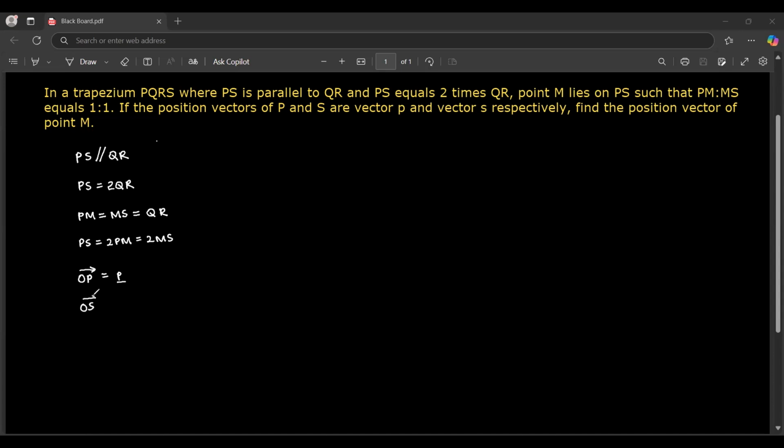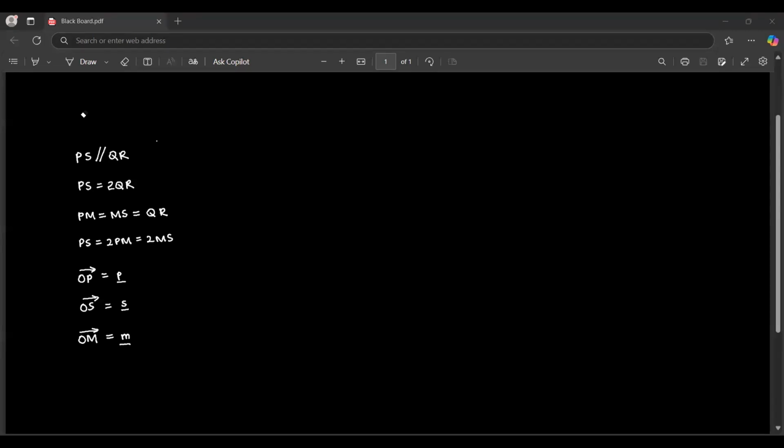OS equals S. And they are asking us to find OM, the position vector of M. So we have to find OM. Let's say OM equals M. Now, first of all, let's draw this trapezium. We'll draw the trapezium PQRS first.